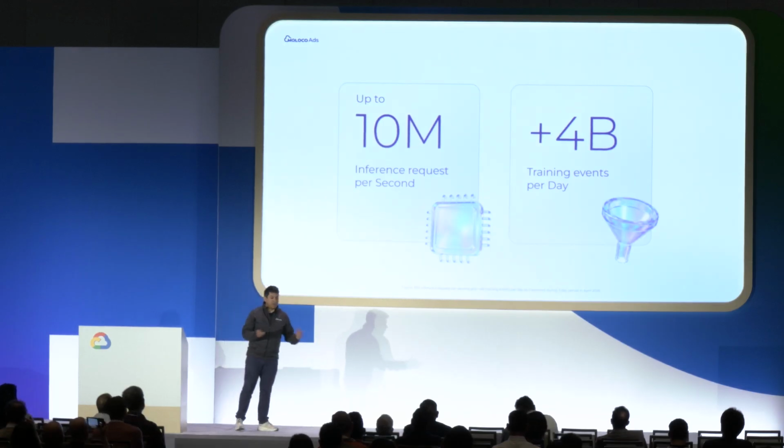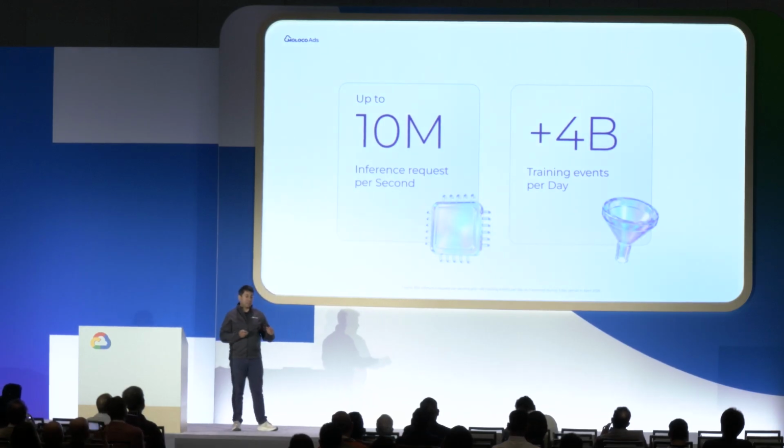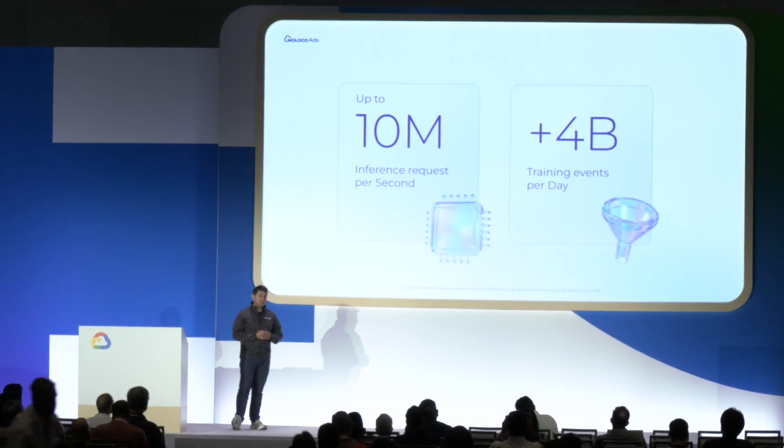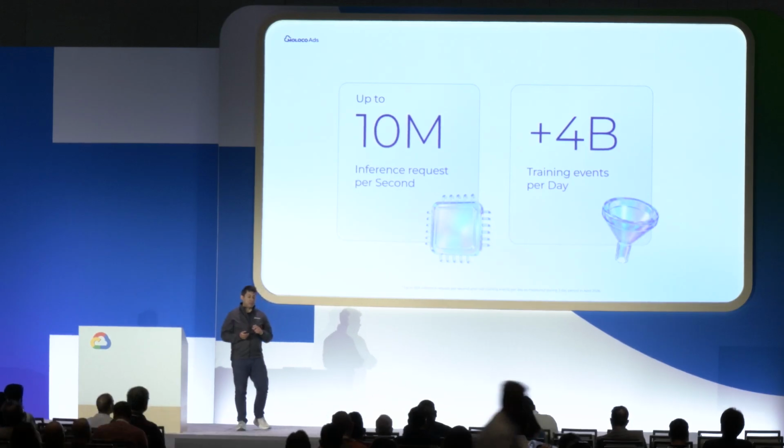So this generates about up to 10 million inferences per second. This obviously fluctuates through the market on a daily basis on a certain day. And it funnels down to about 3 billion training events per day that we get into our system. So a large volume, maybe you guys have more volume or less, but this gives you the scale of our product and what we do.